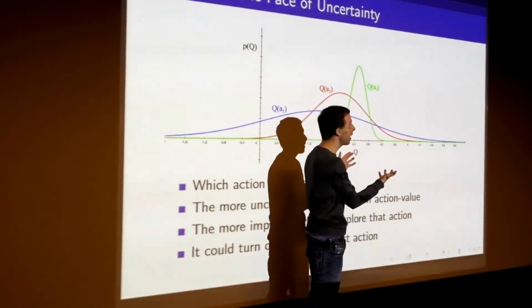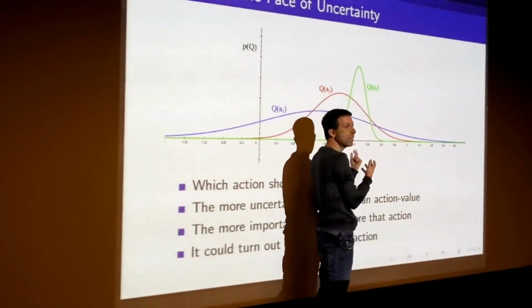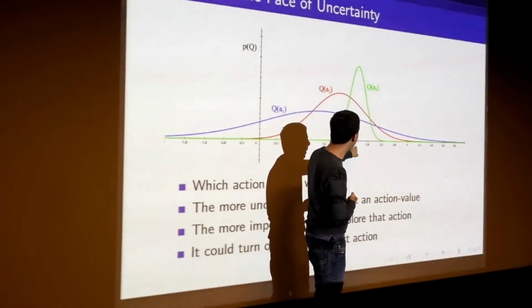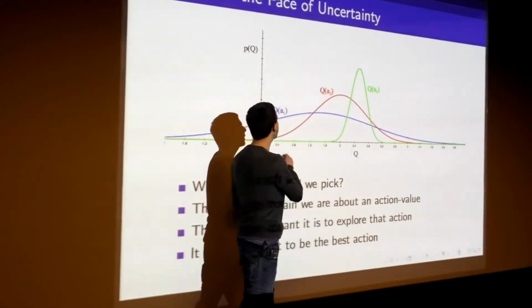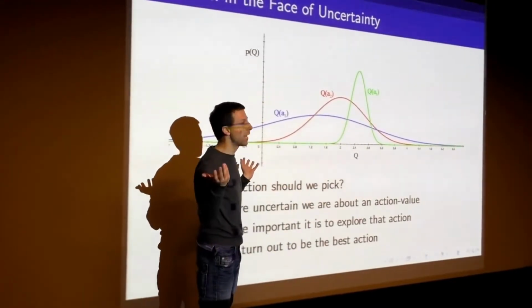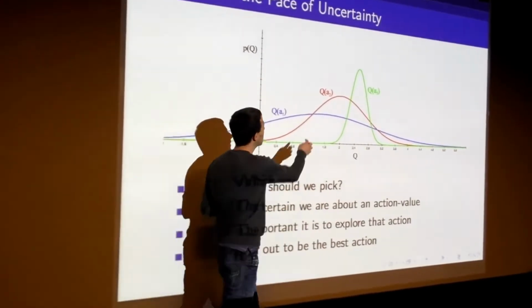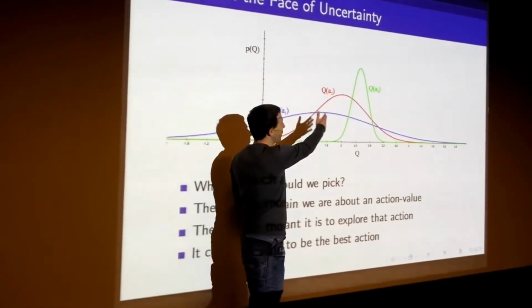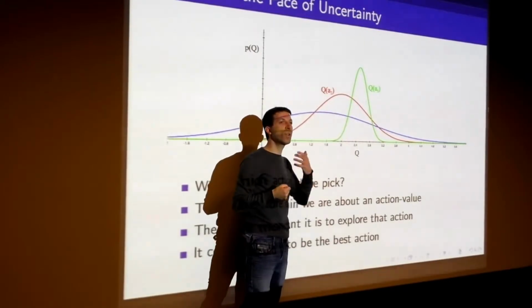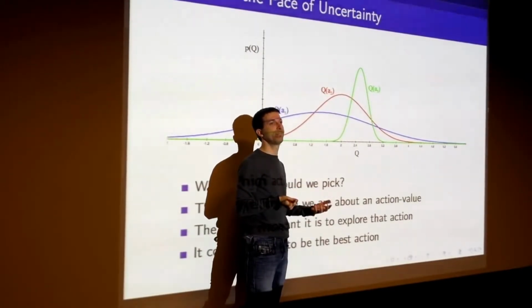We've tried it quite a few times, so this is our distribution over Q. We believe that the mean of this arm is around 2 point something. Whereas with this blue one, maybe we've only tried a couple of times and we're really not sure what the mean is. We think it's somewhere around here, but it could essentially be anything. And the red one's somewhere in between. And the question is, which arm should we pick next?